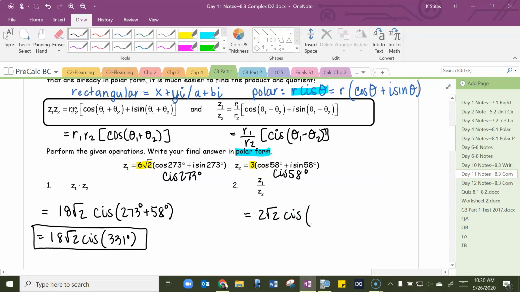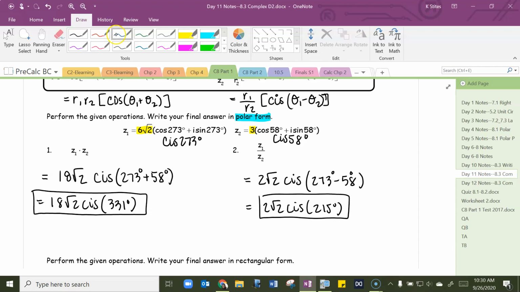Cis, and then we're going to go ahead and subtract our angles. So that's 2 root 2 cis, 273 minus 58 is 215. All right, again, this would be the same thing as 2 root 2 cosine 215 plus i sine 215. Okay, those are the same exact thing.